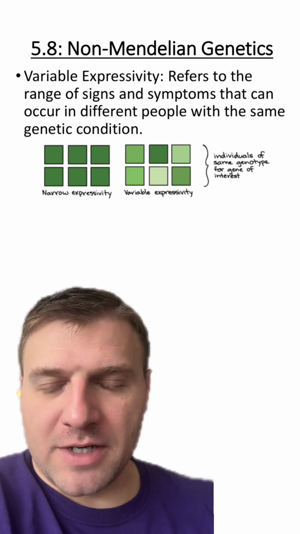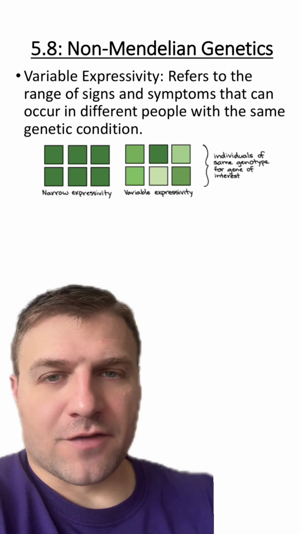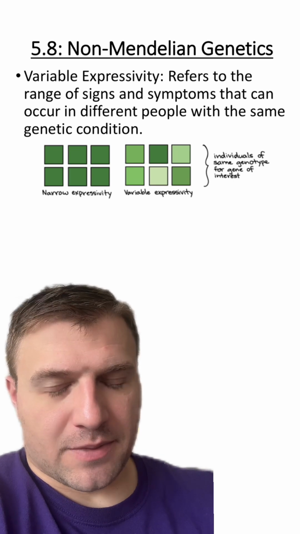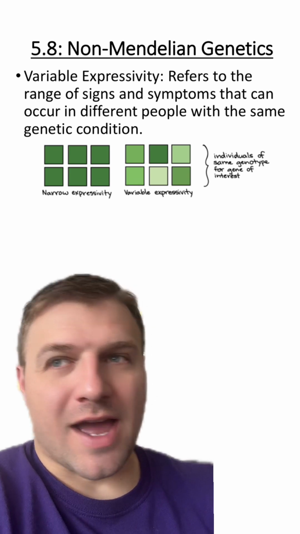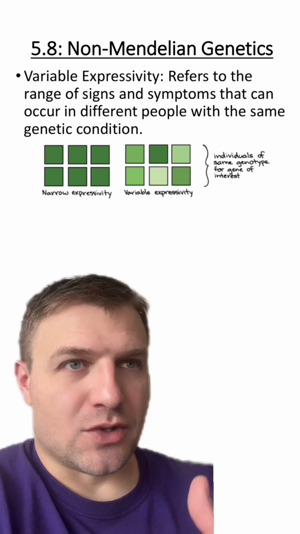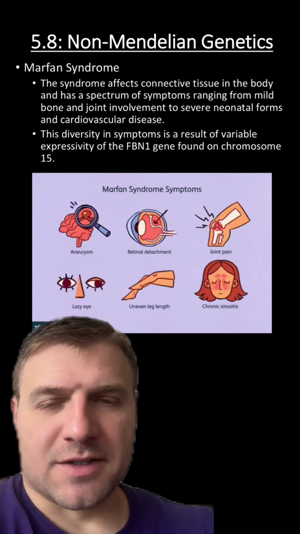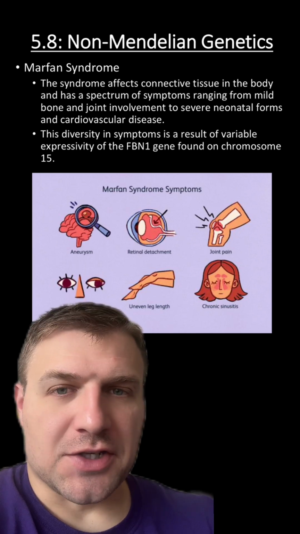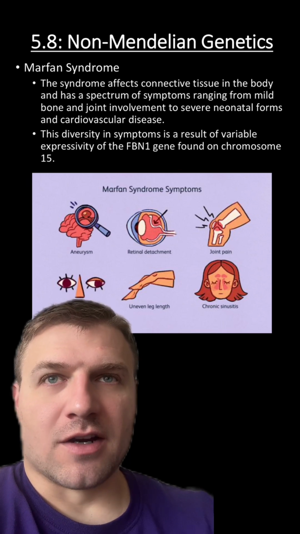Our next type of non-Mendelian genetics is called variable expressivity. This type of inheritance refers to when there is a range of outcomes for a single genotype. Yes, this kind of goes against what we learned in Mendelian genetics, where if you have a dominant or recessive trait, you're going to have that phenotype. Marfan syndrome is an example of this variable expressivity, where just because you have the genes or mutations that cause this syndrome, there's going to be a range of outcomes of how severe it is in a person.